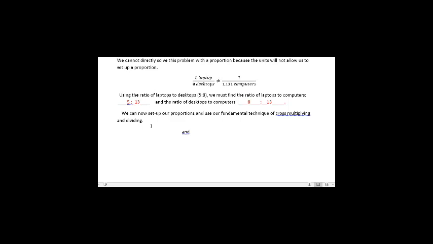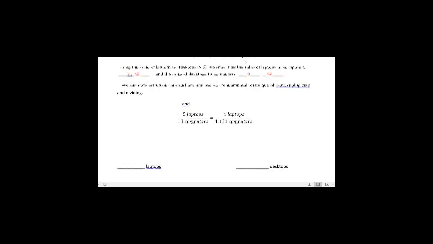Now how would I set up this equation? Think about that. I pause it now. Think about how you would do that. And I'm going to put numbers in. So there is our equation. Notice I put the units in. 5 laptops to 13 computers is equal to another equal ratio of, I don't know how many laptops to 1131 computers, which I got from up here.